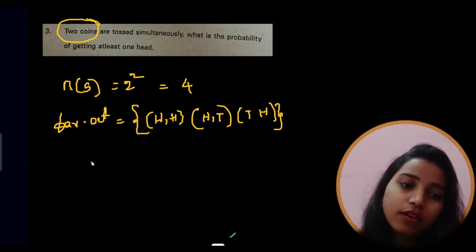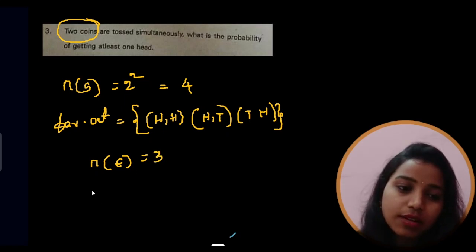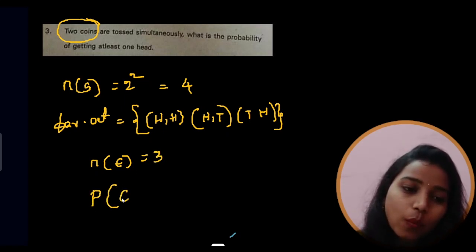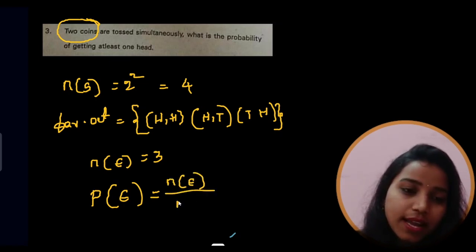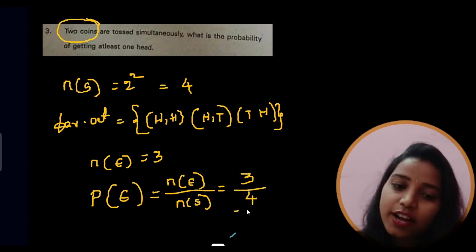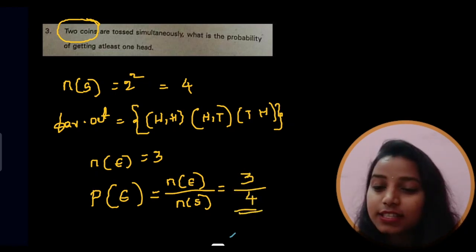And here n of E is equal to how many elements? 3 elements. Now the probability of getting at least one head is equal to n of E by n of S. So that is equal to 3 by 4. Got it? So this is our answer for the third question.